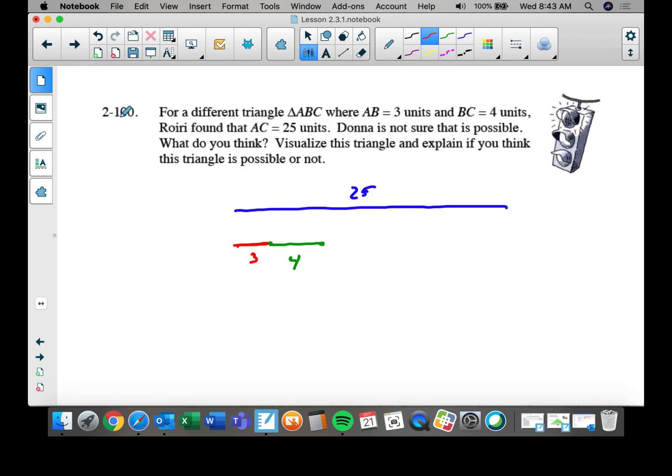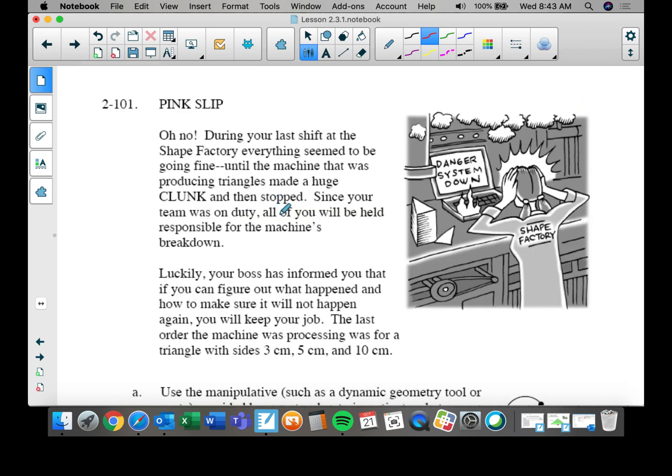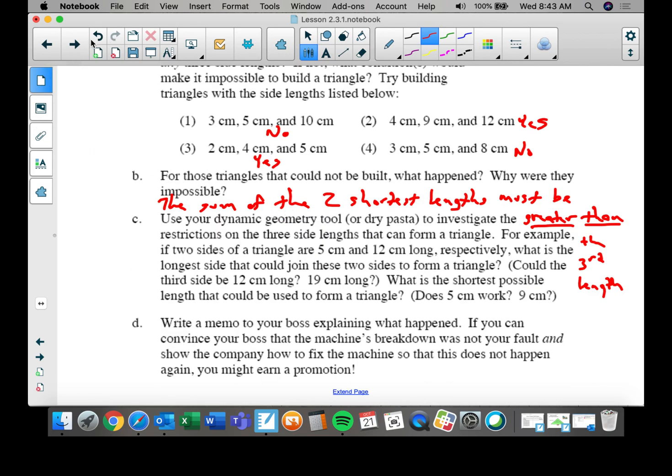Okay, so if I go back even to this problem now, it should make a lot of sense as to why 3, 4, and 25 didn't work out. Okay, 3 plus 4 is only 7. That's not anywhere close to 25. So they made a mistake on there that we'll talk about again in the next lesson. So that should give you an idea.